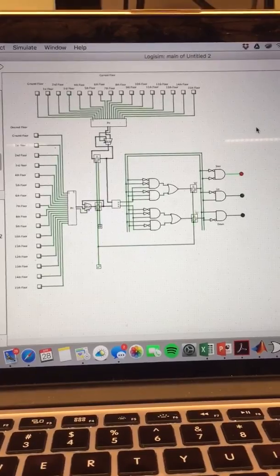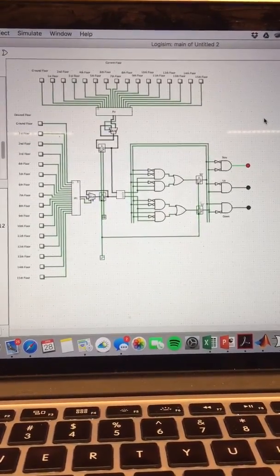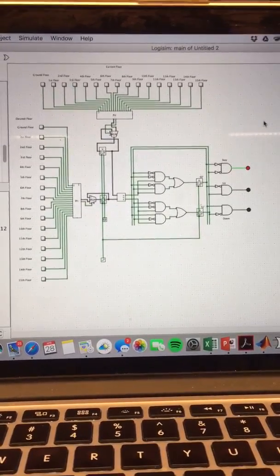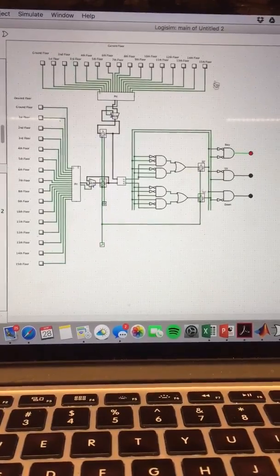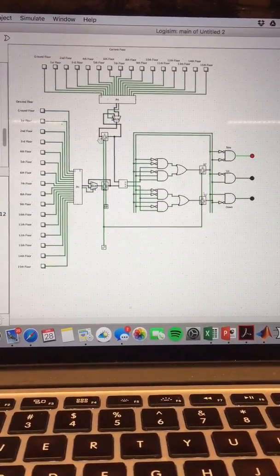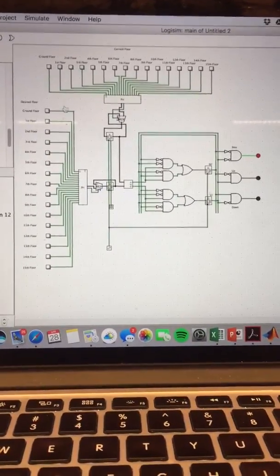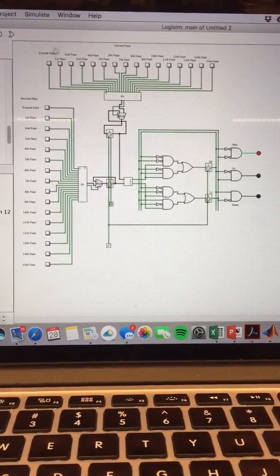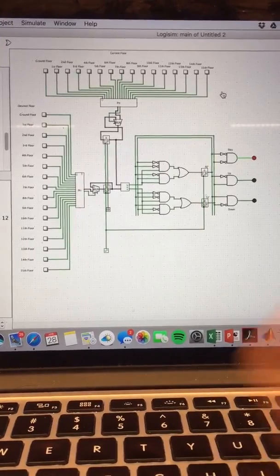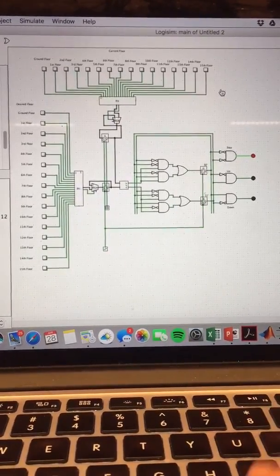In terms of issues faced, my biggest issue was really in my understanding of the prompt. I spent a lot of time trying to figure out how to automatically update the current floor, but then I realized, looking at the schematic and talking to Pedro, that this current floor output would be automatically updated by the elevator. So that's not something that we really need to worry about.